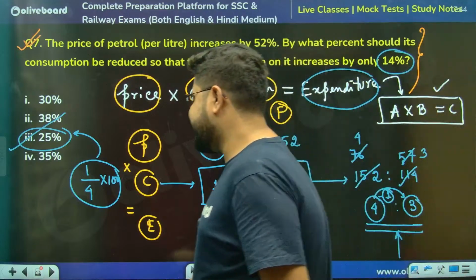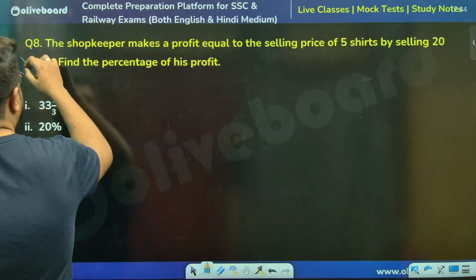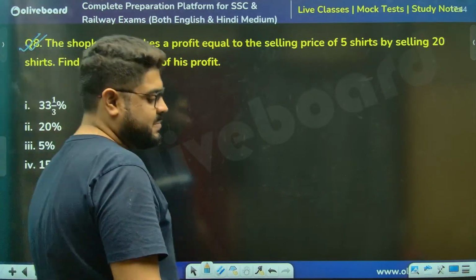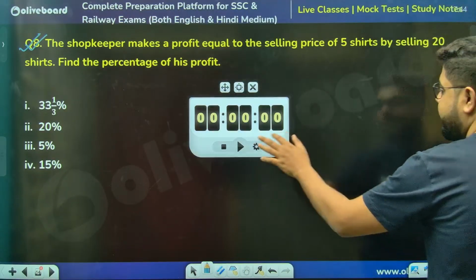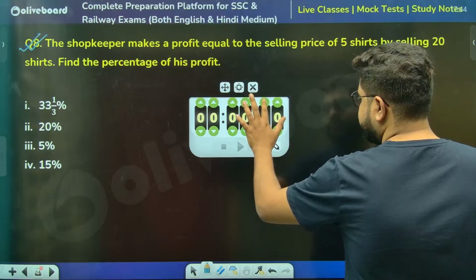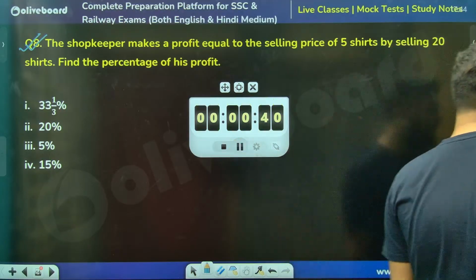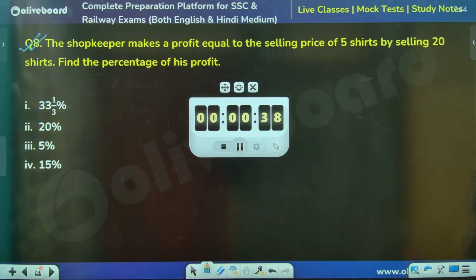Perfect, perfect sir. Chalo. Next one, profit and loss. Please solve, sir. 40 seconds. Chalo sir, जल्दी से बनाओ.